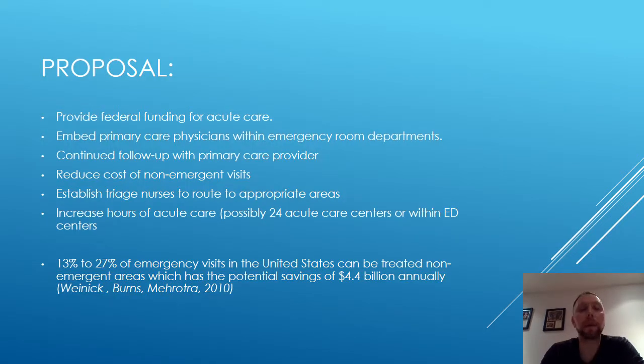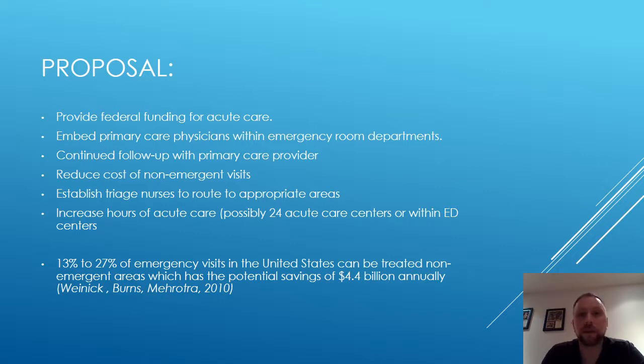So what do I propose? I want to propose to lawmakers to provide federal funding for acute care, not just acute care in a clinical setting, but I want to embed primary care physicians within emergency room departments. Why does that work? It reduces fallout because you have that continued follow-up with your primary care provider. You reduce the cost of non-emergent visits. What does that mean? All those costs that triple the cost of an emergency room visit can be reduced to a quarter of that cost for an urgent or acute care situation versus emergency.